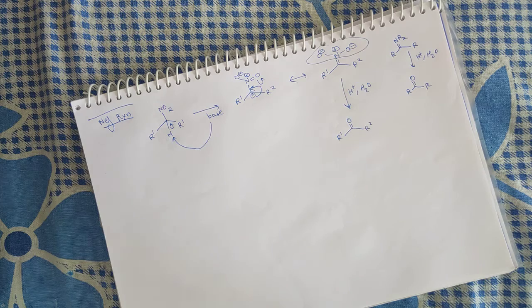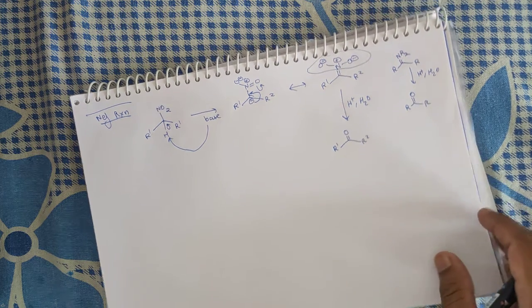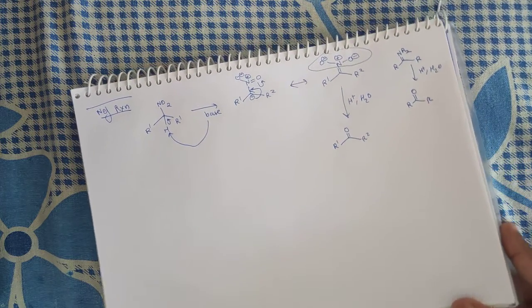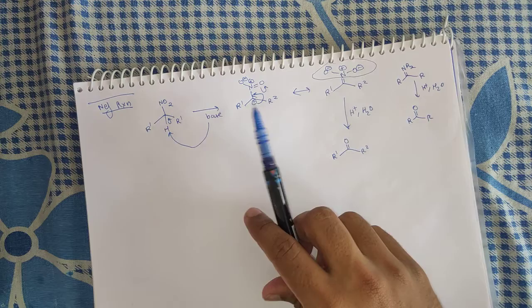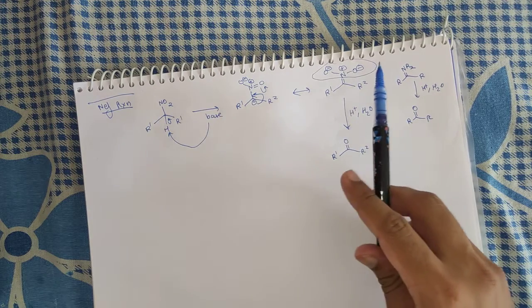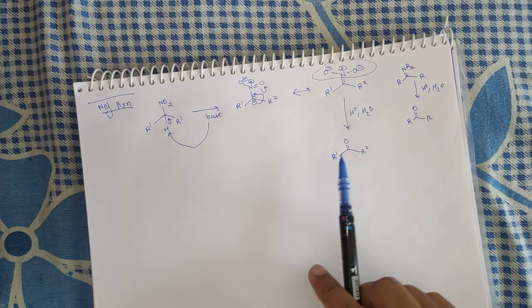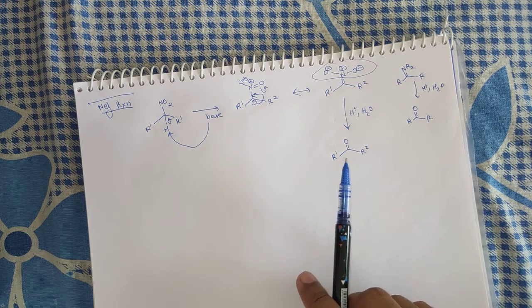It's nothing but the simple chemistry of nitro compounds, that the protons adjacent to the nitro group are acidic, and when you remove them using a base, there will be formation of this negative charge which will be stabilized more on this oxygen atom, and when you carry out the acidic hydrolysis, there will be formation of this carbonyl group.